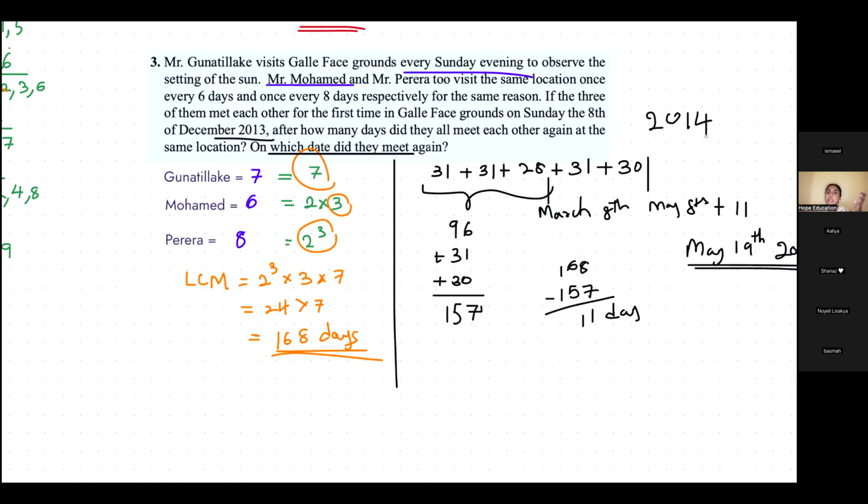From December 8th, 2013 to January 8th, 2014, 31 days are counted, right? From January 8th to February 8th, 31 days are counted, because January has 31 days. Is that clear? Ismail, is that clear?